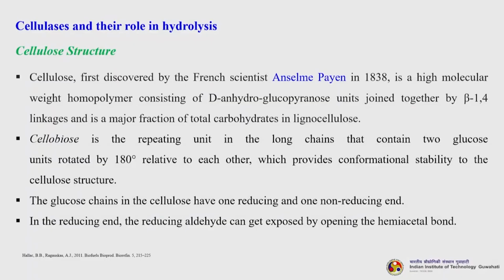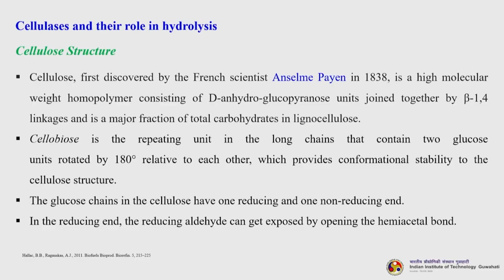Cellulases and their role in hydrolysis. Though we have discussed it, we will again quickly go through the cellulose structure. Cellulose, first discovered by the French scientist Anselme Payen in 1838, is a high molecular weight homopolymer consisting of D-anhydroglucopyranose units joined together by beta 1,4 linkages, and is a major fraction of the total carbohydrate in lignocellulose. Cellobiose is the repeating unit in the long chains that contain two glucose units rotated by 180 degrees relative to each other, which provides conformational stability to the cellulose structure.